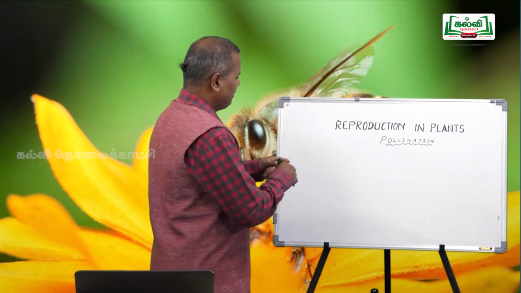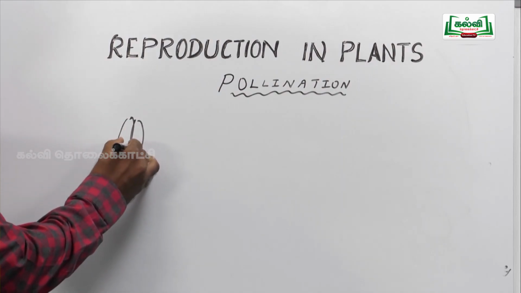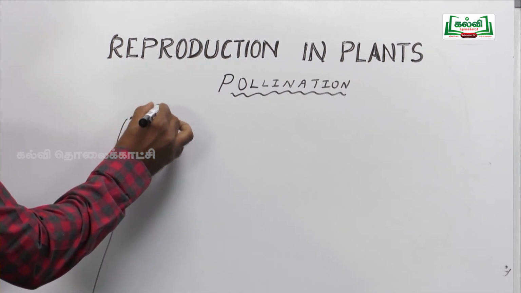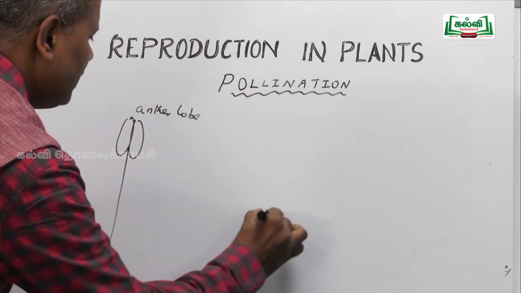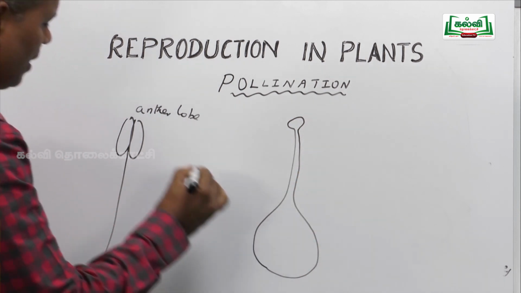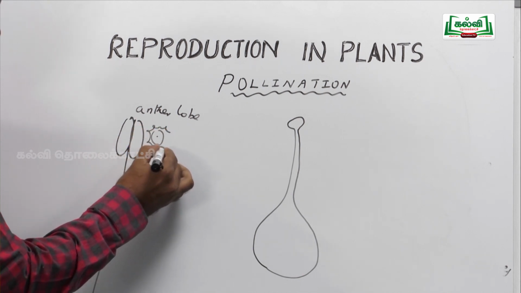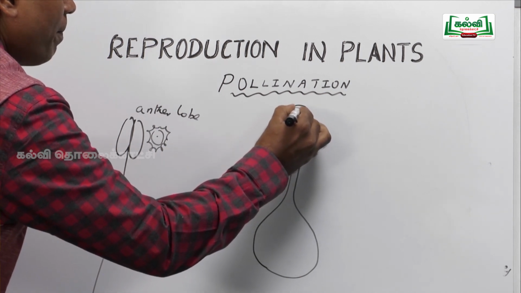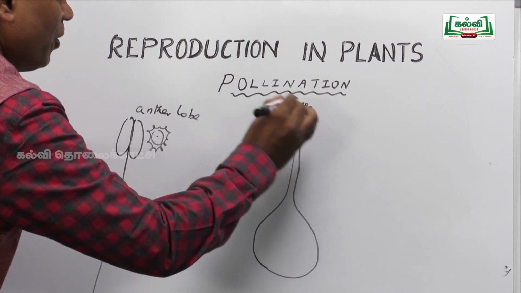Transfer of pollen grain from the anther lobe. Anther is part of the stamen. Transfer of pollen grain from this anther lobe to the stigma of the carpel. This is the carpel with ovary, style and stigma. Transfer of pollen grain or microspore from this anther lobe to the stigma of the carpel is said to be pollination, and this pollination is followed by fertilization.